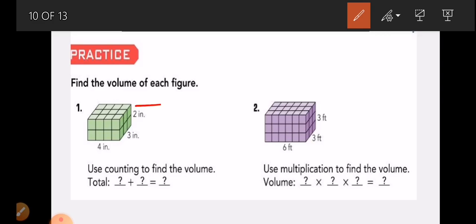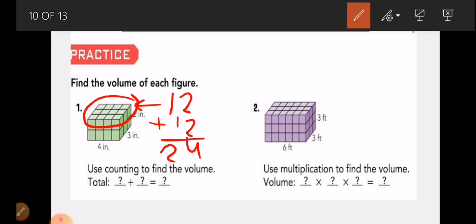Here in the upper layer, how many do I have? If you count them, you will find that in the upper layer you have 12. So down you have the same 12. So it will give me 24. So you have to write 12 plus 12 equals 24. The unit is what? Inch cubed.